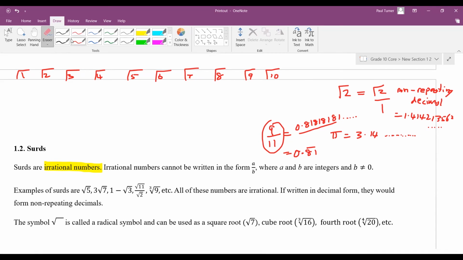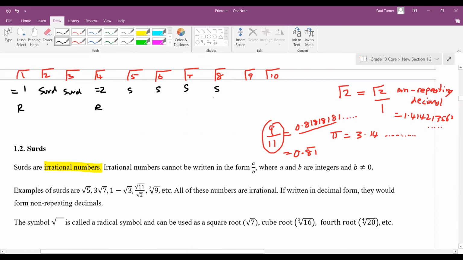So root 1, well, what's root 1? That's just 1, isn't it? So this is a rational number. Just write R. Root 2, well, that's getting a non-repeating decimal. So this is a surd. Root 3 is a surd, but root 4 is equal to 2. So that's rational. Root 5 is a surd. Root 6 is a surd. Root 7 is a surd. They all have non-repeating decimals. You can check your calculator.